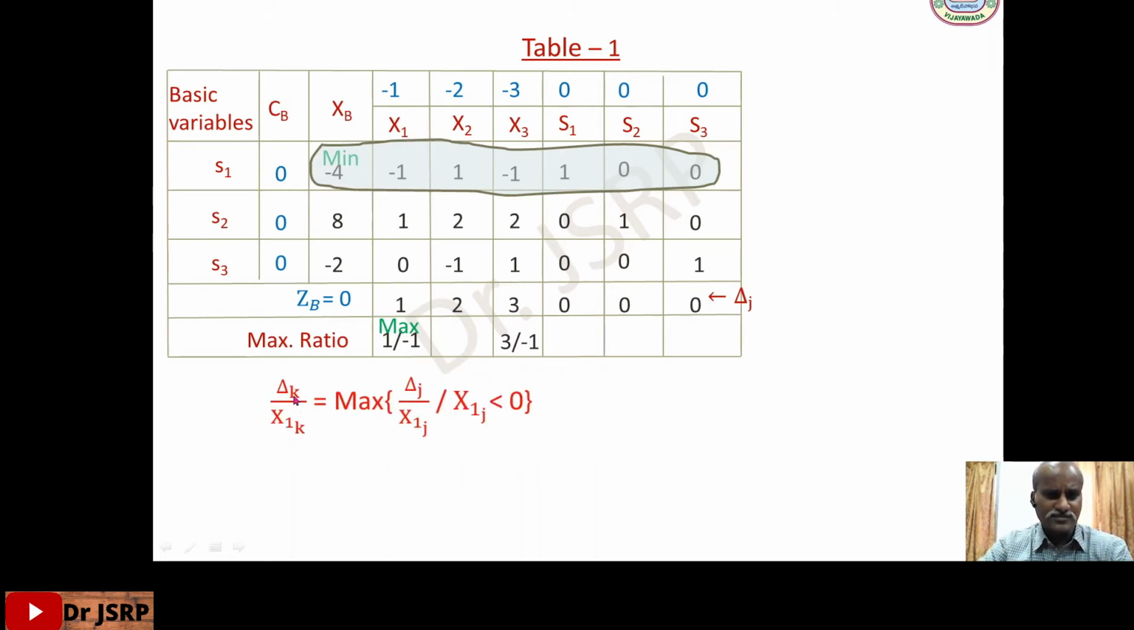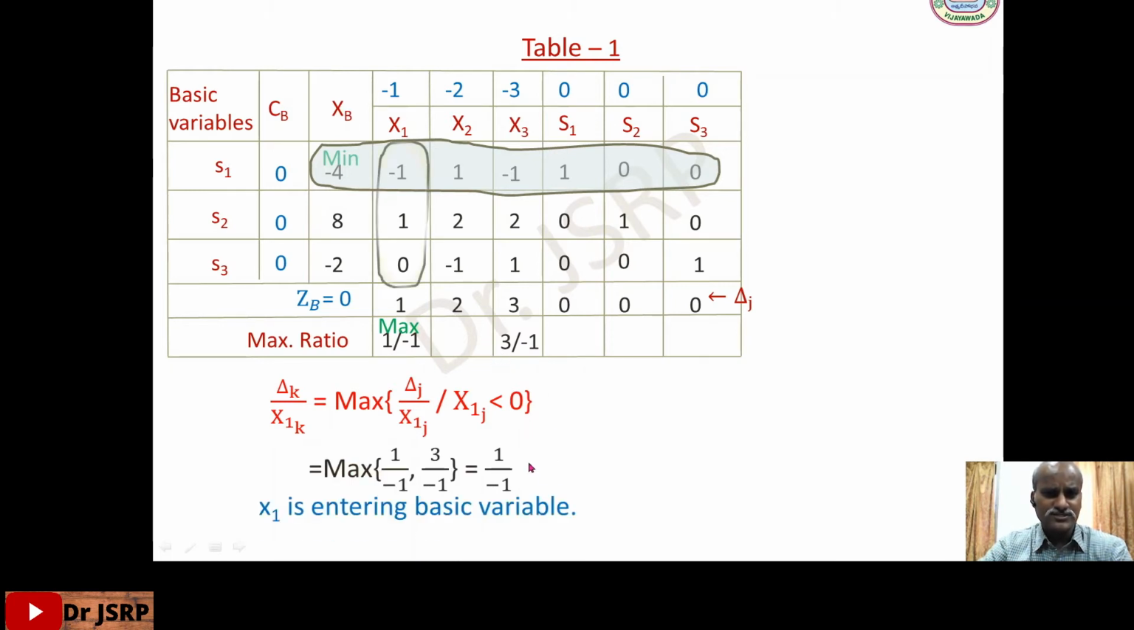Write the mathematical formulation: delta k by x rk, where r is the leaving basic variable suffix, that is first suffix, 1k, equals the maximum of delta j by x1j such that x1j is less than 0. So the maximum of these two ratios, and x1 is the entering basic variable. In the next solution, this S1 is replaced by x1. The other two variables remain the same.